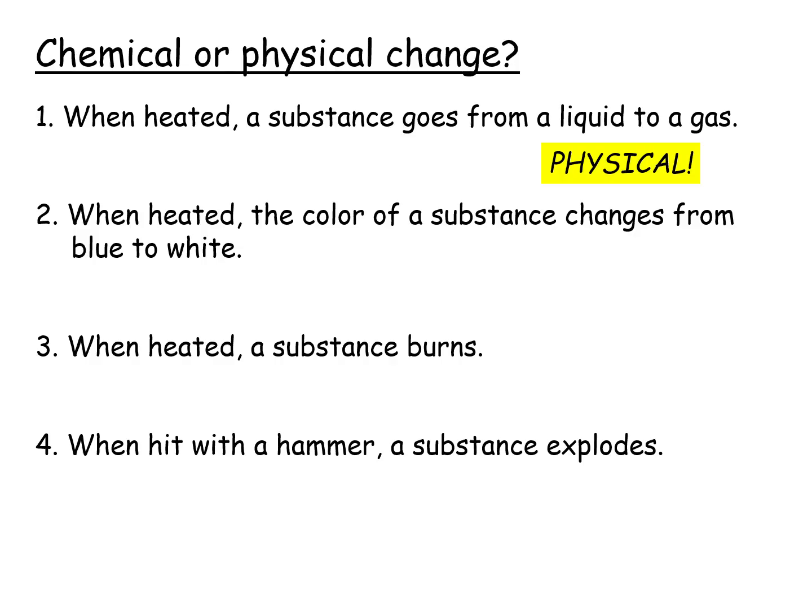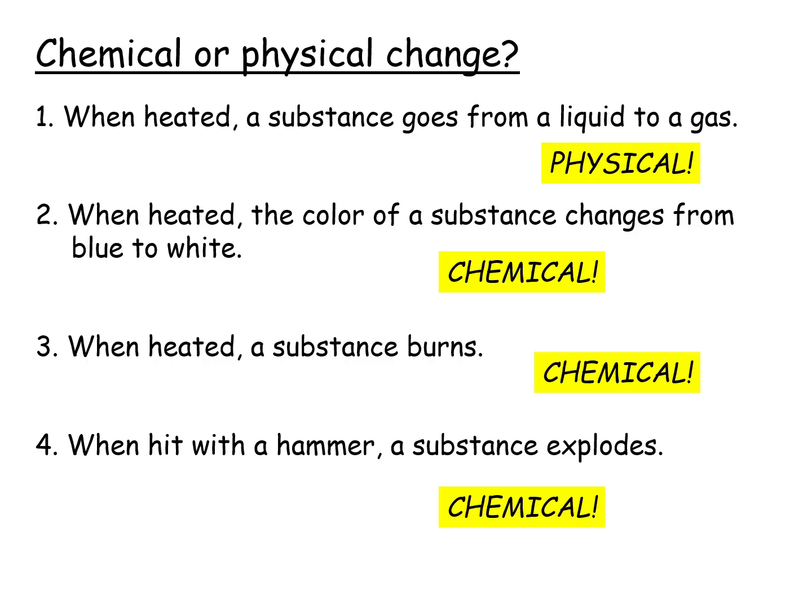When heated, the color of a substance changes from blue to white. So that was one of the indicators. That's definitely chemical. When heated, a substance burns. You probably overheated it. That would be because it's burning, it's going to be chemical. When hit with a hammer, a substance explodes. So this one, you see, yeah, chemical.